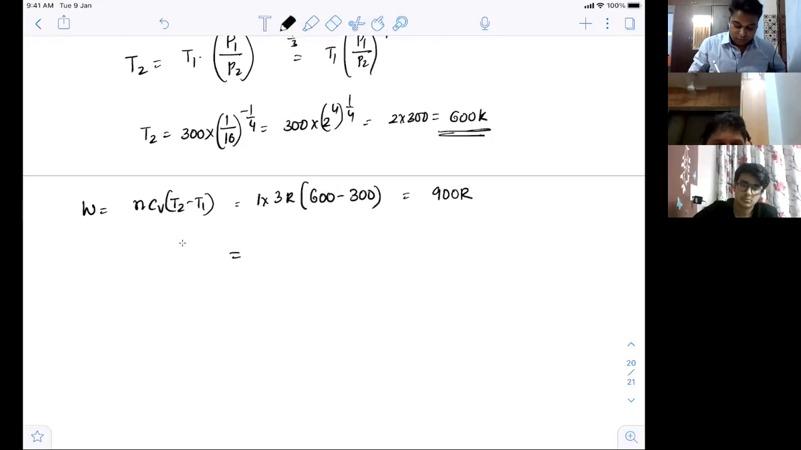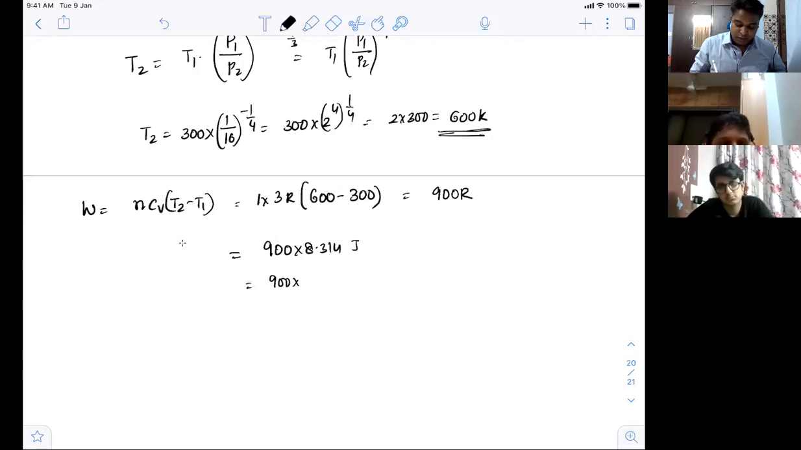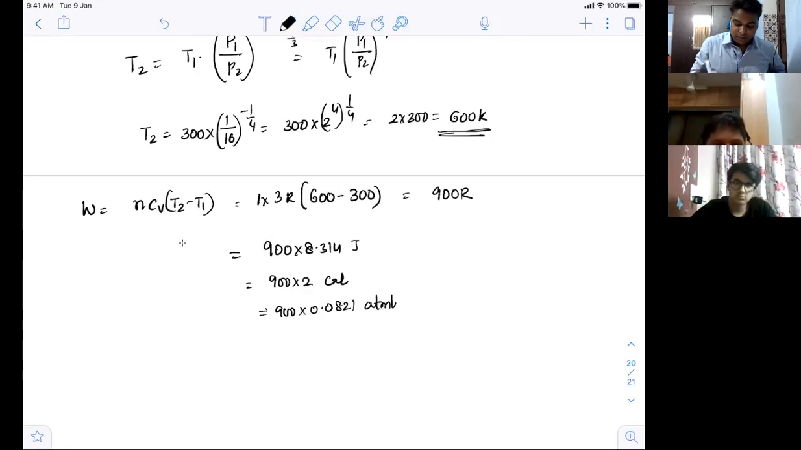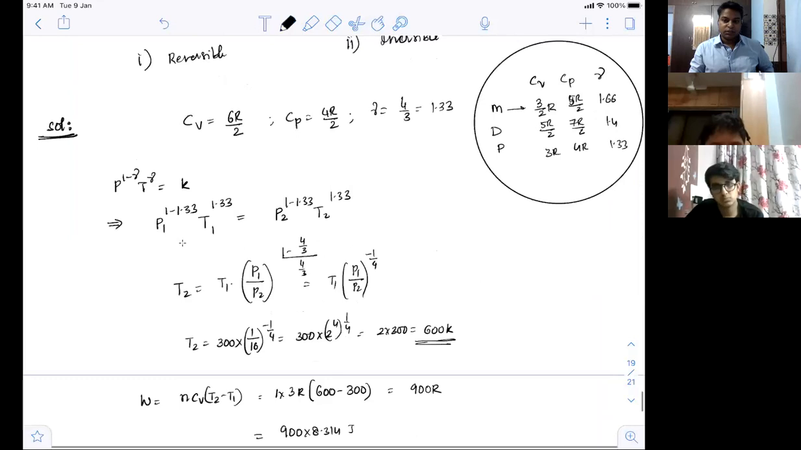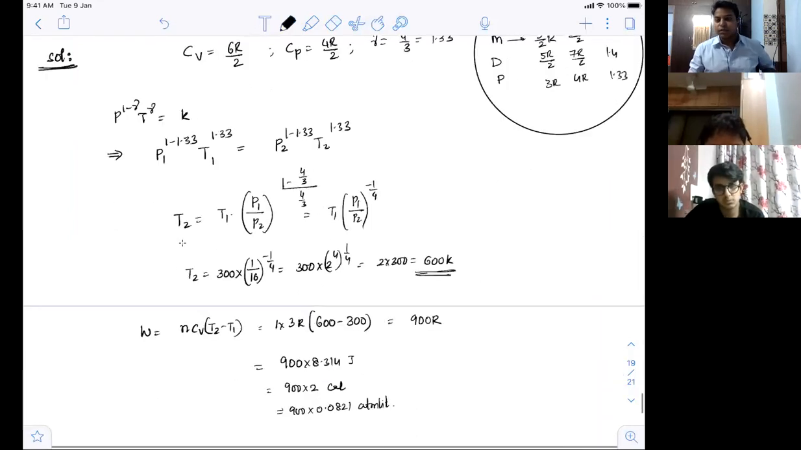Depending upon what value of R you take, the same units you will get for work done. If you take it as 8.314, the answer will end up in joules. If you take it as 4.18, or if you take it as 2, the answer will end up in calories. If you take it as 0.0821, the answer will end in atm liters. This is the work done in reversible process.